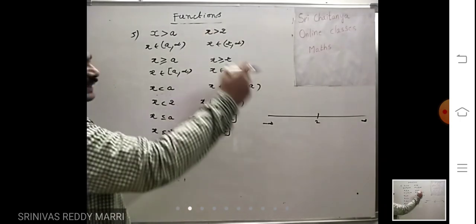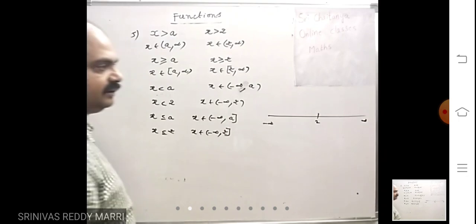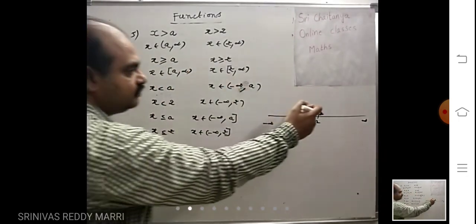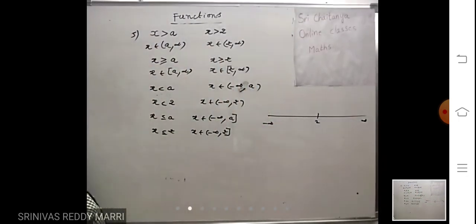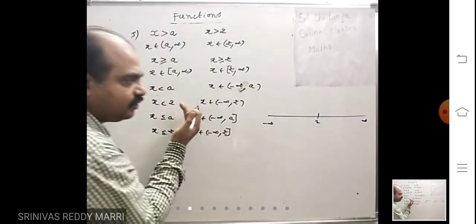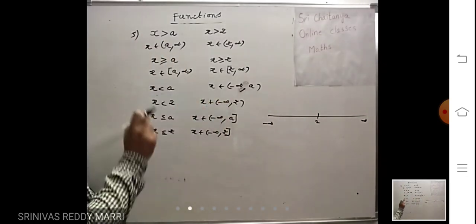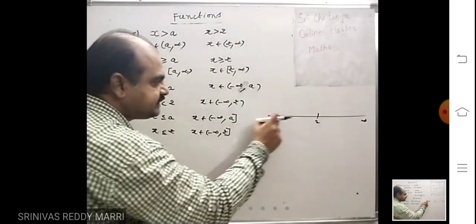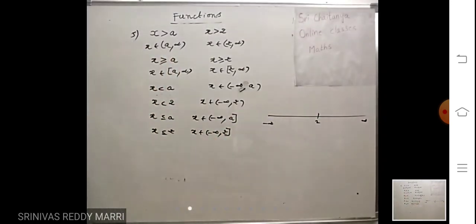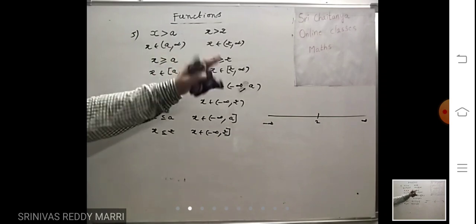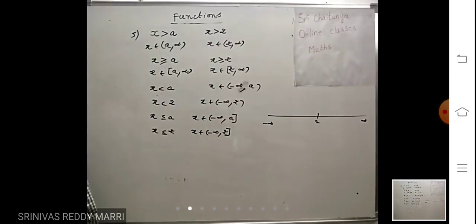Look here: greater than 2 is from 2 to infinity. Greater than or equal to 2 is from 2 to infinity, with a closed bracket at 2. Less than 2 means from minus infinity to 2 with an open bracket. Less than or equal to 2 is minus infinity to 2 with a closed bracket, like that. Greater than, less than, greater than or equal to, less than or equal to.